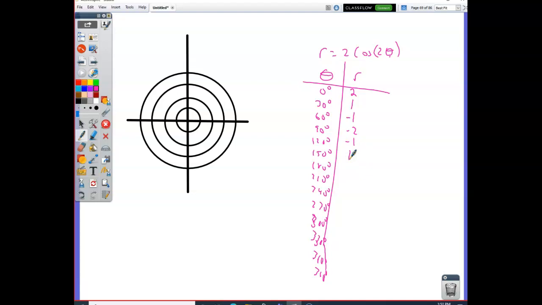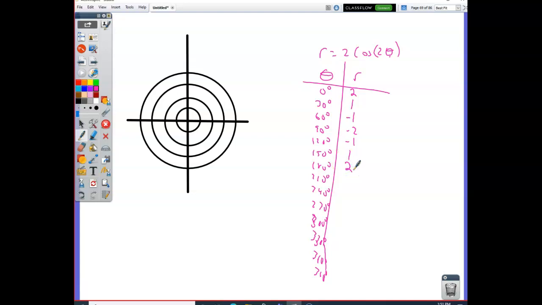180 degrees. 2 times 180? 360. Cosine of 360. 1. 1 times 2? 2. I love it.